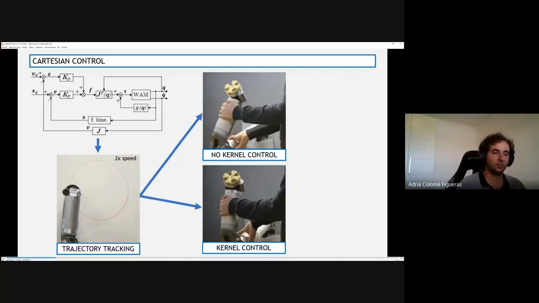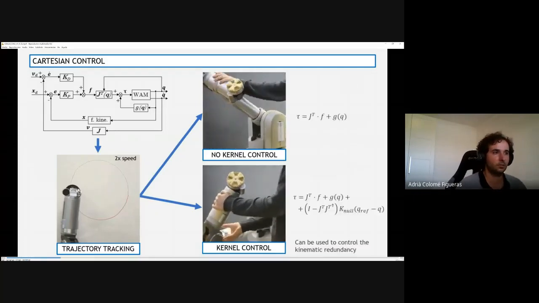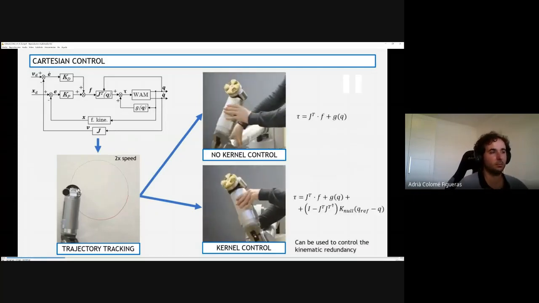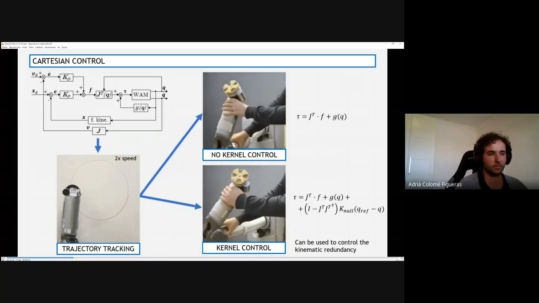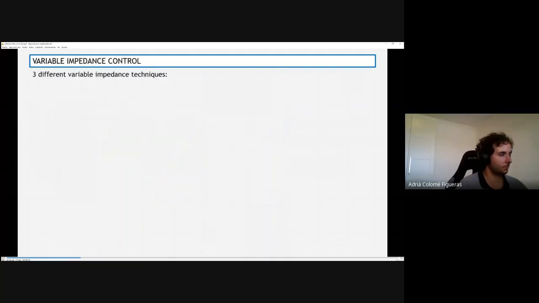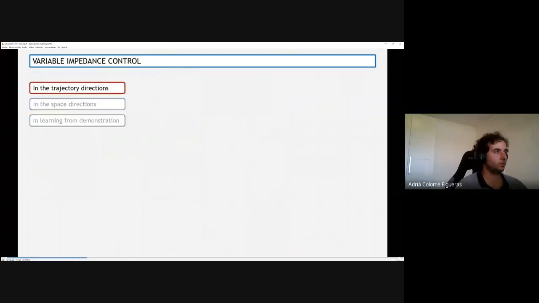And the thing is that if we don't control it, as in the upper video here, you see that the elbow is mostly free. But you can, for example, put restrictions by using the null space projection and say, okay, I want the elbow to be close to this position. So basically, you see in the upper side that the elbow is moving freely, and in the lower side, with this null space projection, it is more restricted.